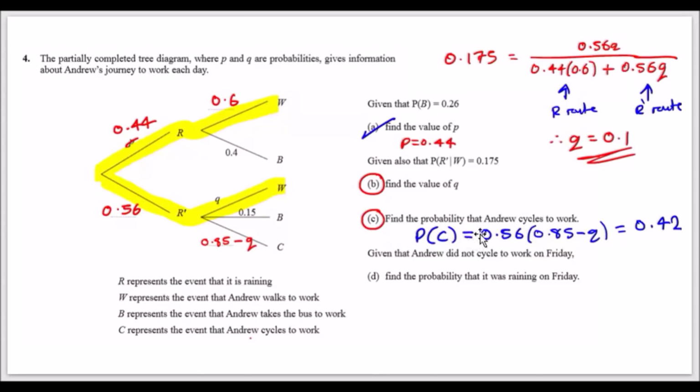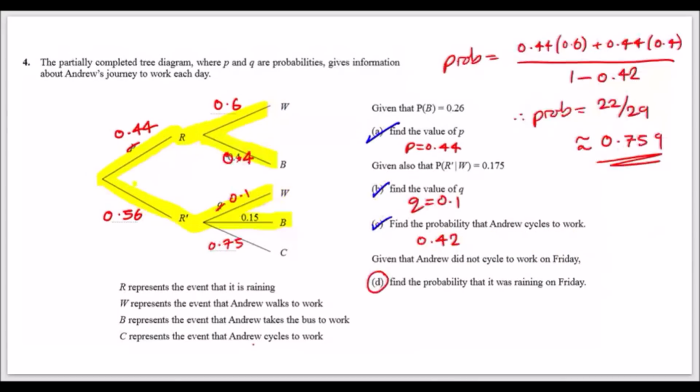Find the probability that Andrew cycles to work. Now, cycles to work, according to this system, the letter that represents it is C, because C represents the event Andrew cycles to work. So we just have to get to C. To get to C is just 56 times 85 minus Q. You put the value of Q in there and you should get 42%. Easy. Alright, cool. So let's move on to D.